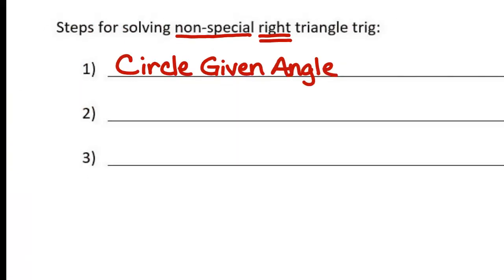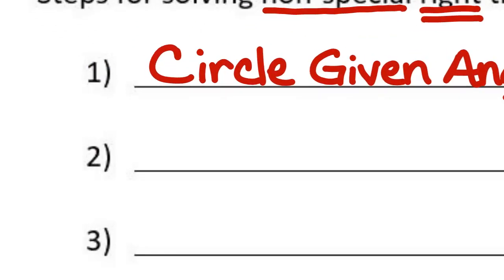When we're looking at these non-special right triangles, we are usually only given one angle other than the 90-degree angle. We're going to circle that. It's going to become an essential part of our ratio. After we circle the angle, then we're going to label the sides.